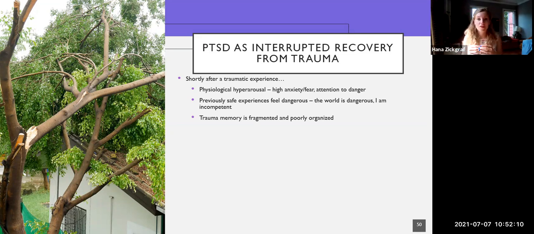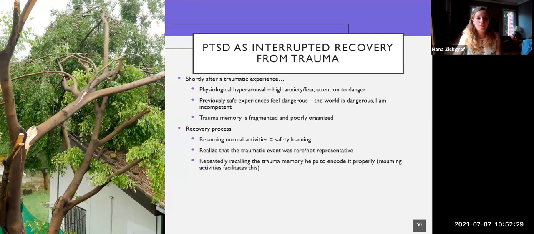In the immediate aftermath of a trauma, it's kind of normal to overgeneralize, maybe over accommodate your beliefs about the world and yourself. And in the immediate aftermath of a trauma, because the memory was encoded during intense arousal or dissociation, it's normal for trauma memories to be fragmented, poorly organized, and connected to the limbic system.